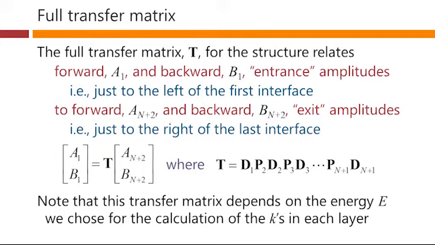Note incidentally that this transfer matrix is in general going to be different for every energy E for which we want to do the calculation. So when we choose E, that determines what the various K's are in each layer, and that gives us a set of matrices here, or a total transfer matrix, that is specific to the energy E we chose. So this transfer matrix, and indeed each of these other matrices here, does depend upon the value E that we have chosen.